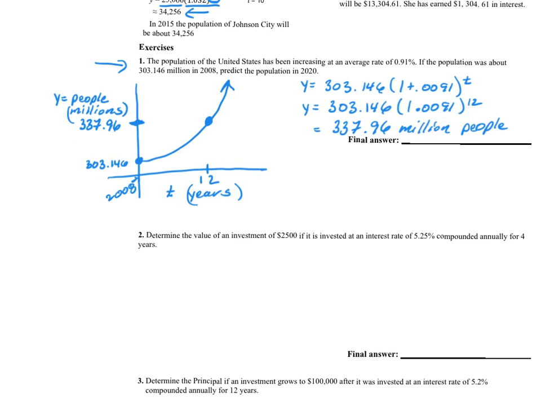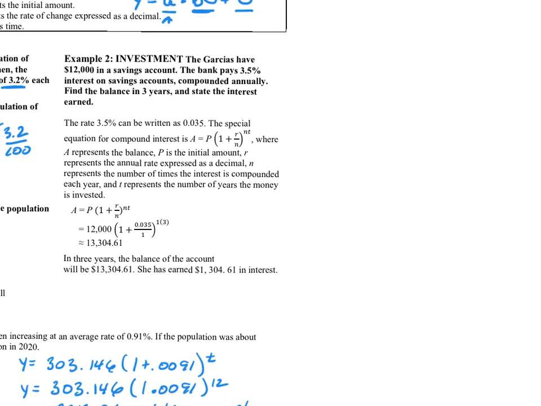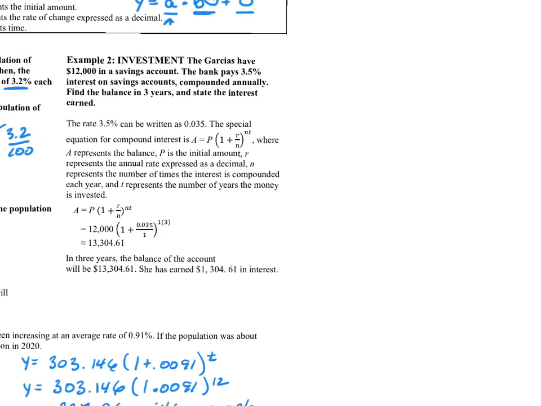to find our total value after that amount of time. Let's take a look at an investment example, and we'll see how those same principles apply. So it says the Garcias have $12,000 that they invest in a savings account, and the bank pays 3.5% interest on savings accounts compounded annually. Find the balance in 3 years and state the interest earned.